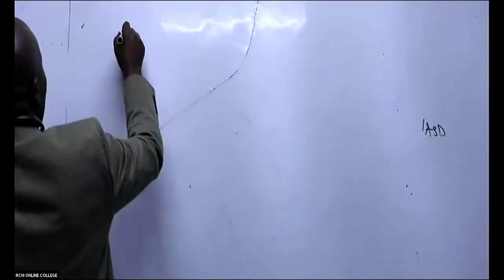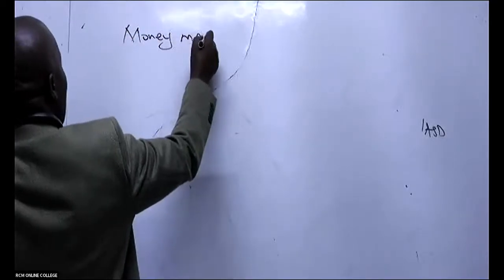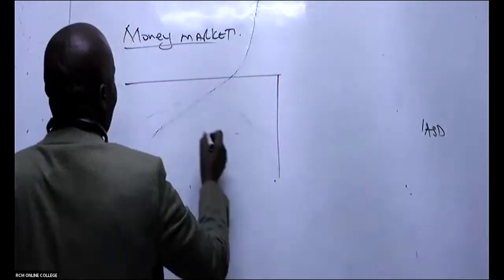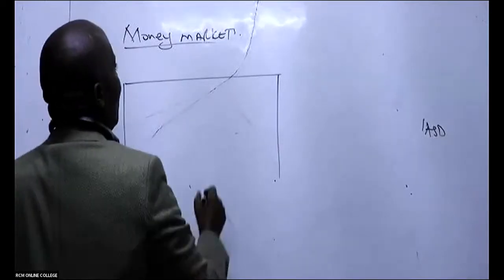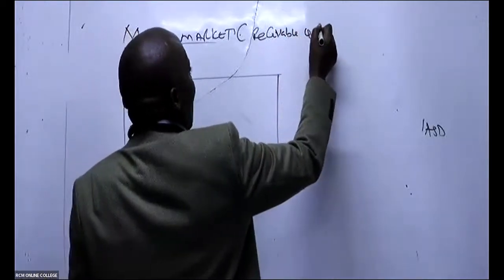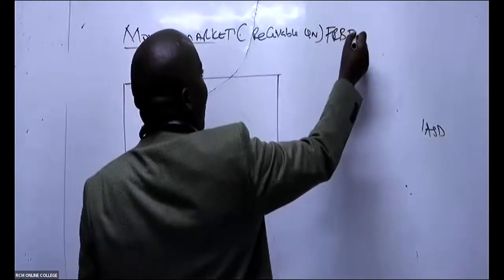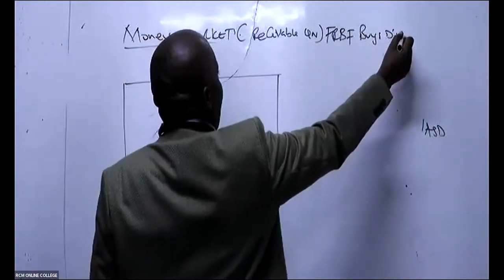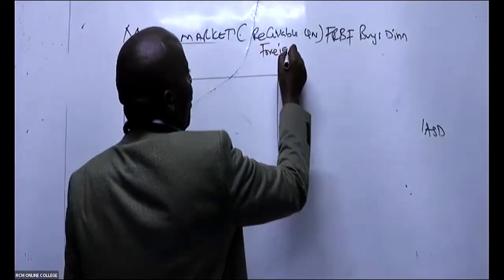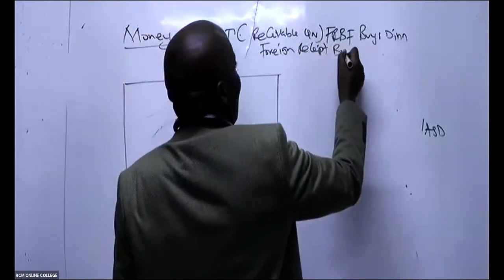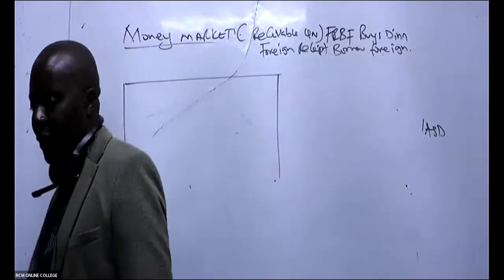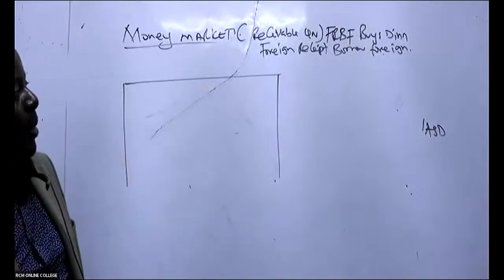So money markets. Once I hear money markets, I know the first thing is to draw the table. Now, this is a receivable question. So if it's a receivable question, which rule am I using? Foreign receipt, borrow foreign. Foreign receipt, borrow foreign.